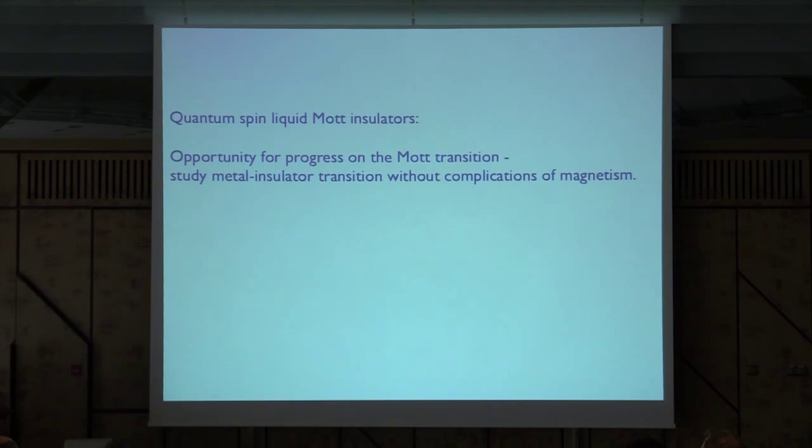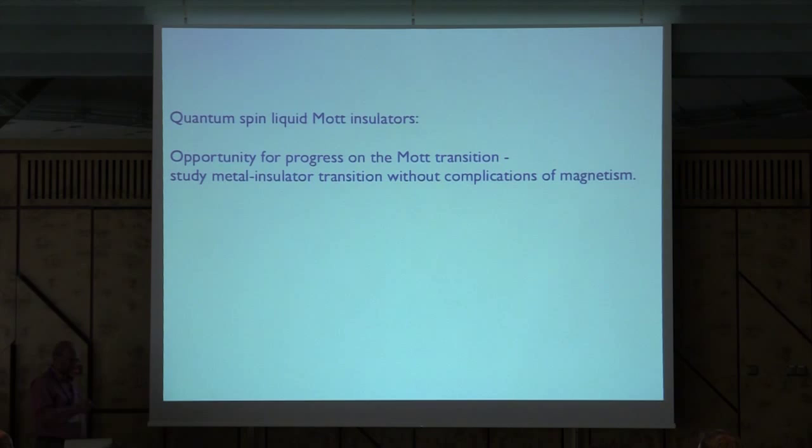Now, in the last decade or so, there's been a breath of fresh air into this thinking about the Mott transition with the advent of a new class of Mott insulators known as quantum spin liquids. Kanoda-san is one of the pioneers in this area experimentally, and he's capable of telling us a lot about quantum spin liquid Mott insulators. And these are Mott insulators which have no magnetic ordering, so there's no magnetic order parameter left. So these provide an opportunity for progress on the Mott transition, where we can study the metal-insulator transition without the complications of the magnetism. Okay?